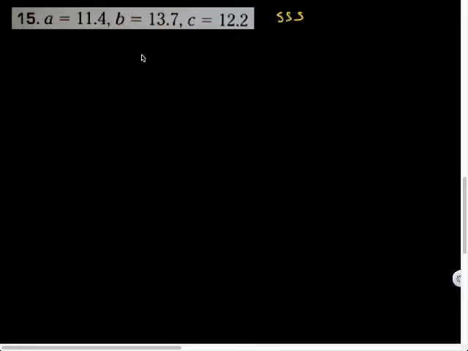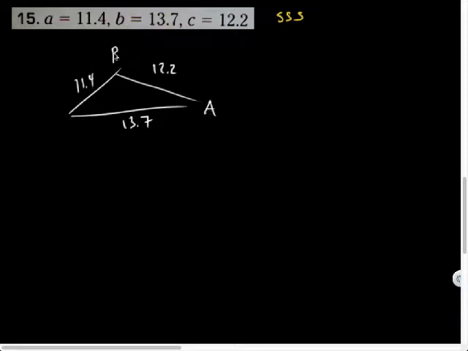And let's draw our little picture. So I'm going to have 12.2, 13.7. Well, no. I'll make the longer one 13.7, I guess. Then 12.2 and 11.4. I was just throwing triangles together. So angle A must be opposite the 11.4. Angle B must be opposite the 13.7, and angle C must be opposite the 12.2.